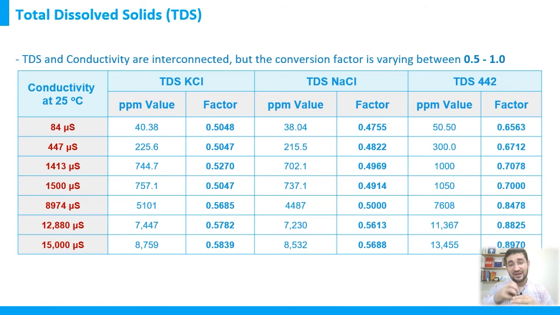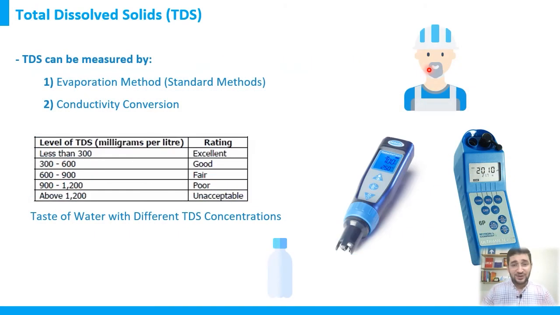Are you measuring that through KCl, NaCl, 442, or what we call natural water? Be careful when you measure conductivity and TDS, whether you are in the field, online, or doing that in the lab. Internationally, there are two methods that can be used to measure TDS. The first one, which is the only approved one, is what we call the evaporation method.